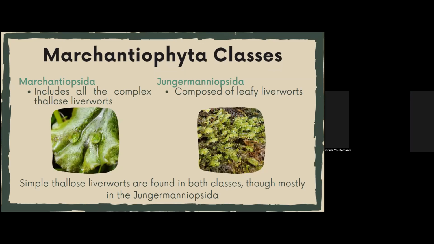Phylum Mercantiophyta has two classes, Mercantiopsida and Jungermanniopsida. All the complex thallus liverworts are in the former, and all the leafy liverworts in the latter. Simple thallus liverworts are found in both classes, though mostly in the latter.